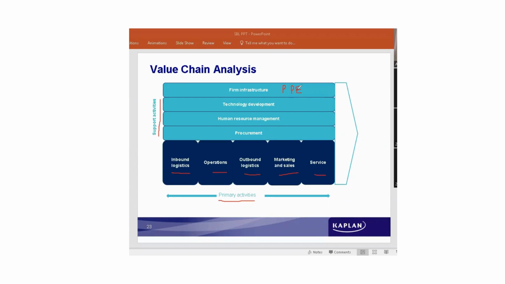It's not just that material is received. Where? Into the factory. So there should be a building, some premises, land, and for converting them into finished goods, some kind of equipment, plant, machinery, equipment, loose tools, etc. All those things are required. So the first support activity is firm infrastructure, property, plant, and equipment. After that, the technology. To what extent did they adopt the technology? What are the updated versions, the upgradation of technology, etc.? So technology development. The third one is HRM, human resource management.